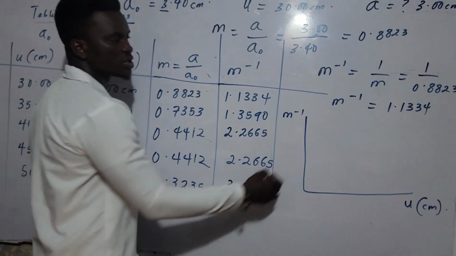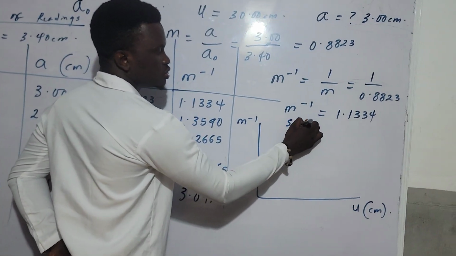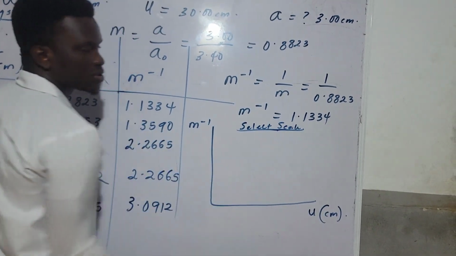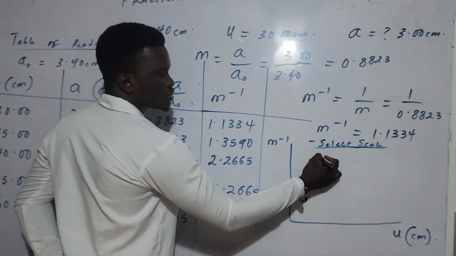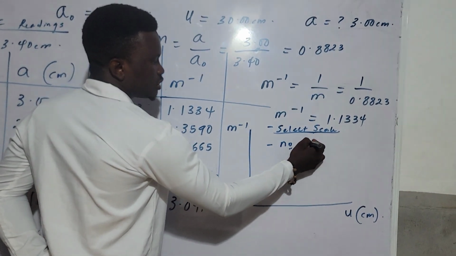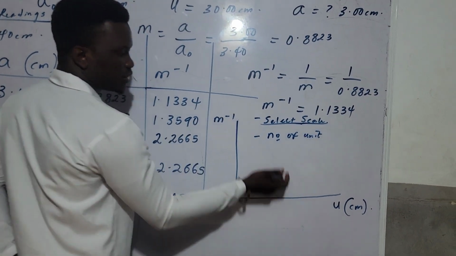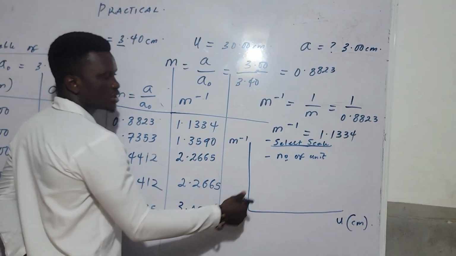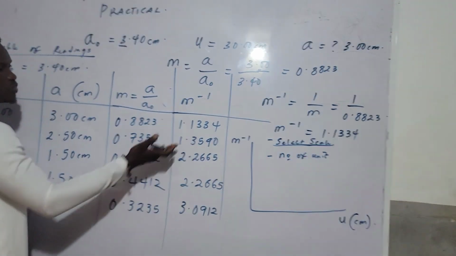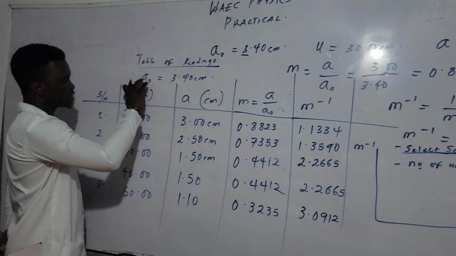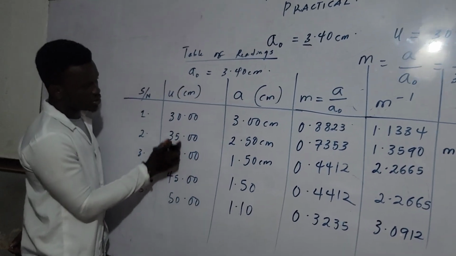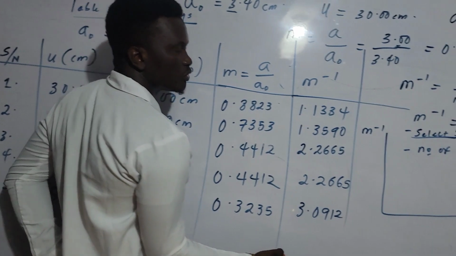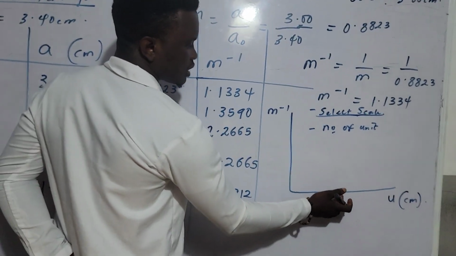Then select your scales. There was a trick I taught on how to select scale. After that, know the number of units you are representing on the vertical and the horizontal axis. Then start counting. You are plotting this against this. It's easier for this because you have 30, 35, 40, 45, 50. So you can just go on from 10, 20, 30, 40.